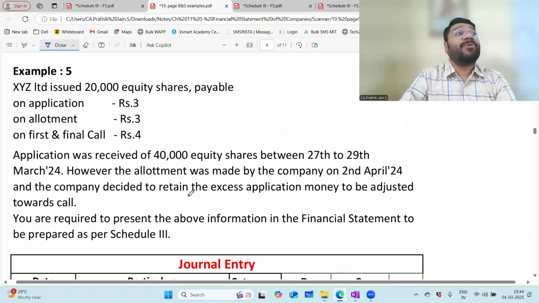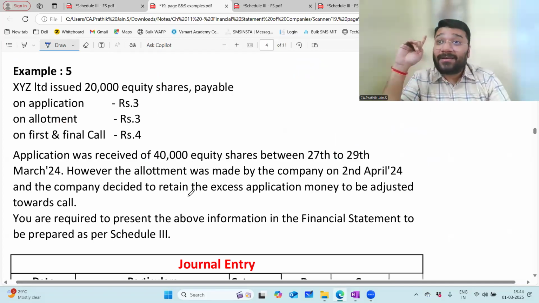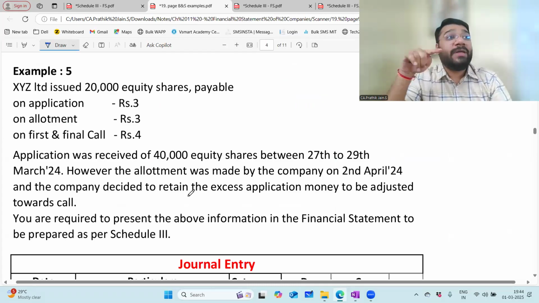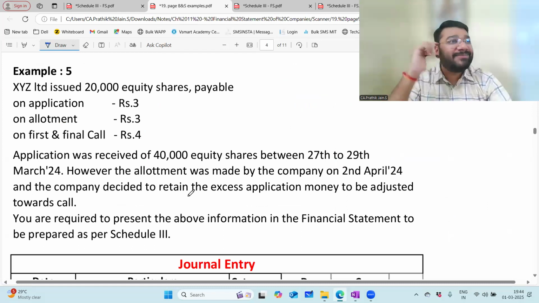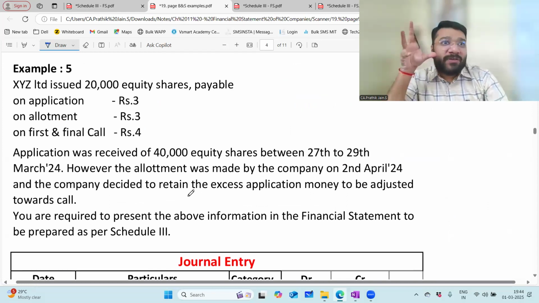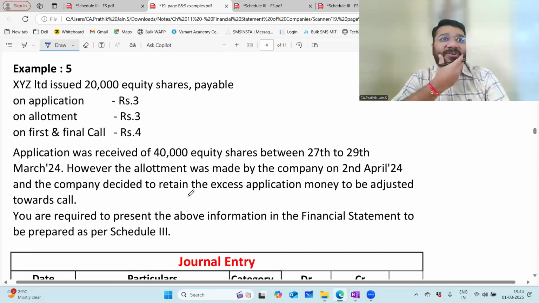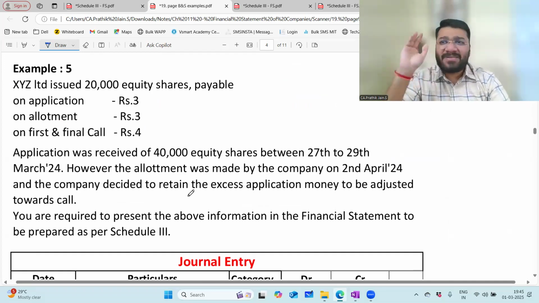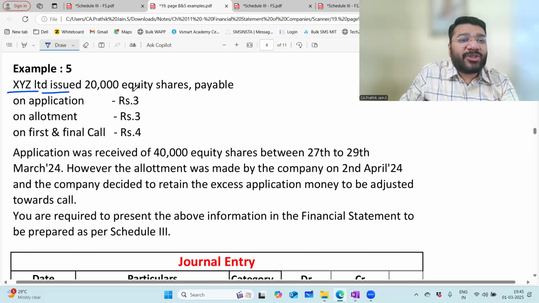The other day we discussed, I told you, when I discussed the share application pending allotment, 4 questions we discussed, 4 cases. And I told you that I'll document those 4 cases and give it. Documented. We discussed all these cases orally. You gave me gloomy faces. I felt very bad. Oh, okay, my students did not understand. Put examples. XYZ Limited issued 20,000 equity shares payable on application 3.